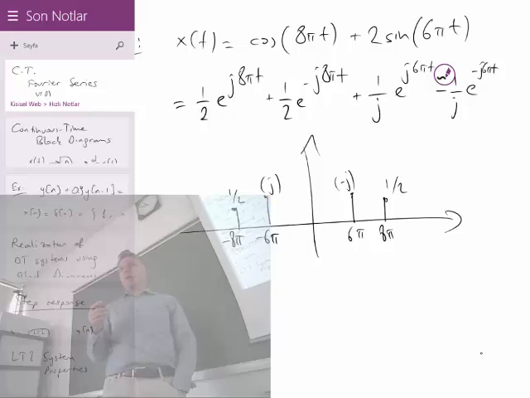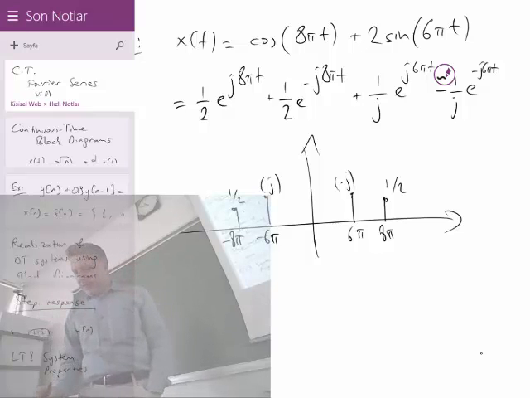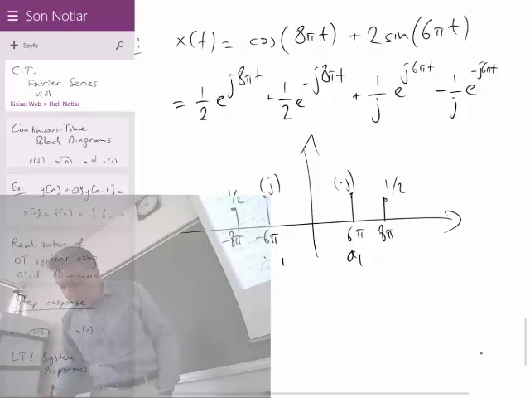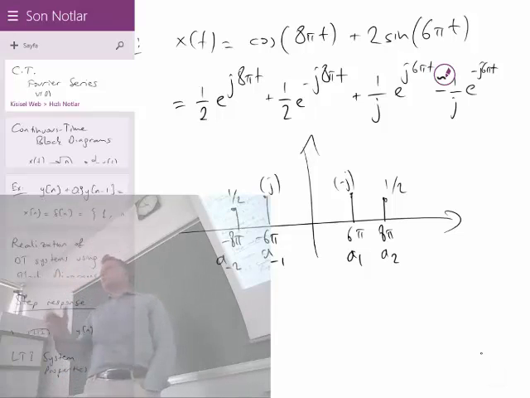Now the question is this. How do we number these? Is this A1, and then this would be A minus 1? And then is this A2 and this is A minus 2? Unfortunately not. Now this is the trouble that we have to deal with.